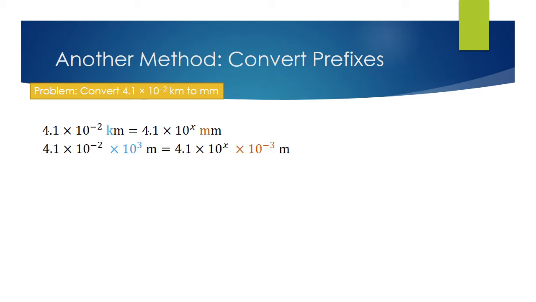Now we need to look up, or remember, what the prefixes mean, and rewrite the equation with the prefixes replaced by what they stand for. Kilo means 10 to the third, so we write 10 to the third instead of kilo with a times sign in front. Milli means 10 to the minus third, so we write that instead of milli, also with a times sign in front.